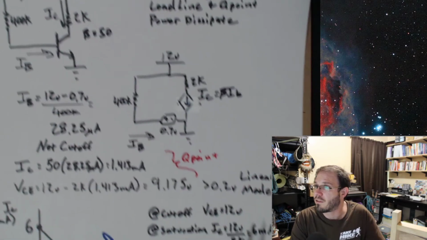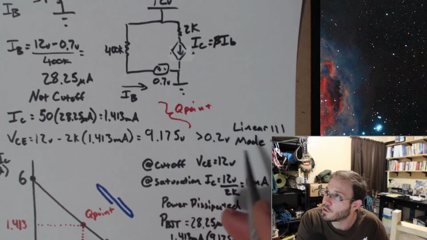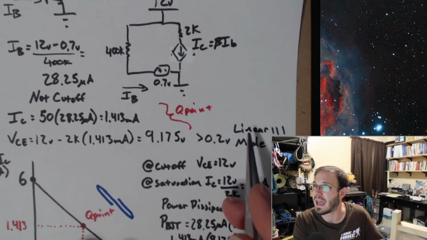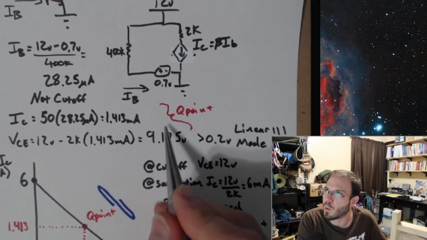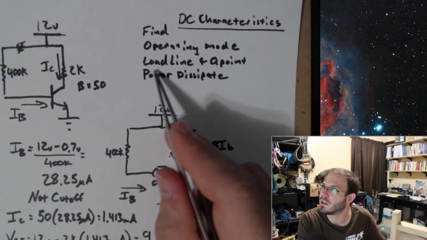Okay, so now that we have our voltage between the collector and emitter, it is greater than 0.2 volts. So our initial assumption of linear mode was correct. Okay, so now we essentially have our Q point where we are currently operating at. But what we want to do is find the load line.